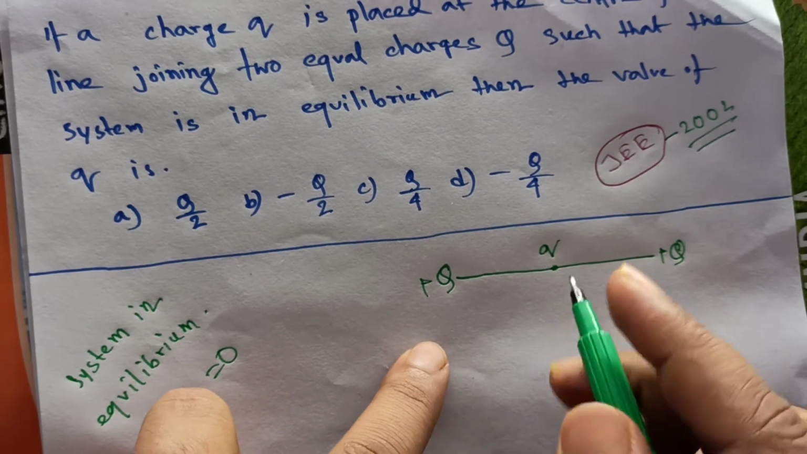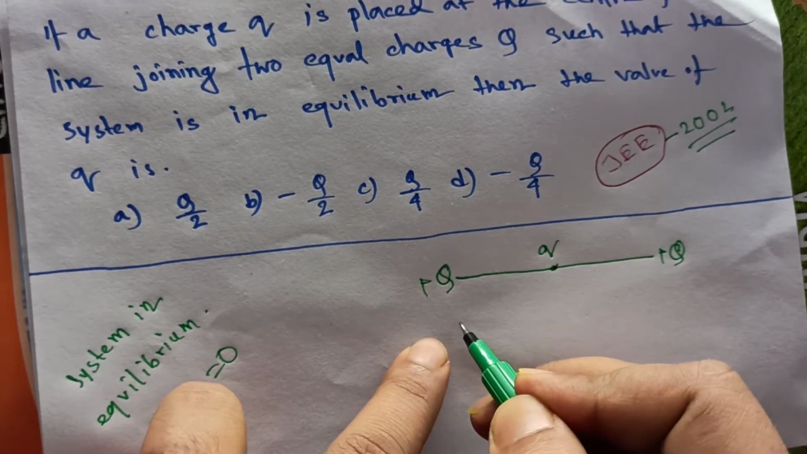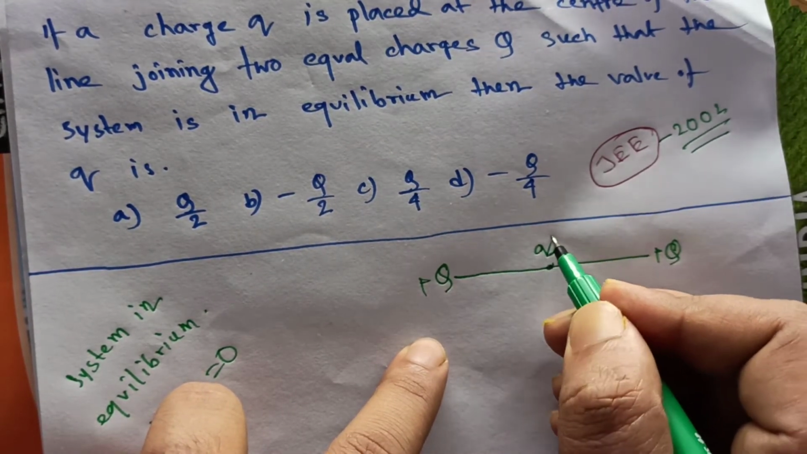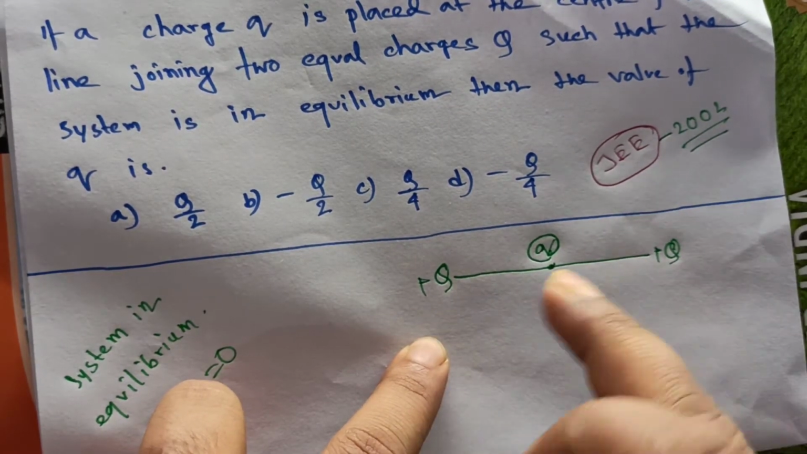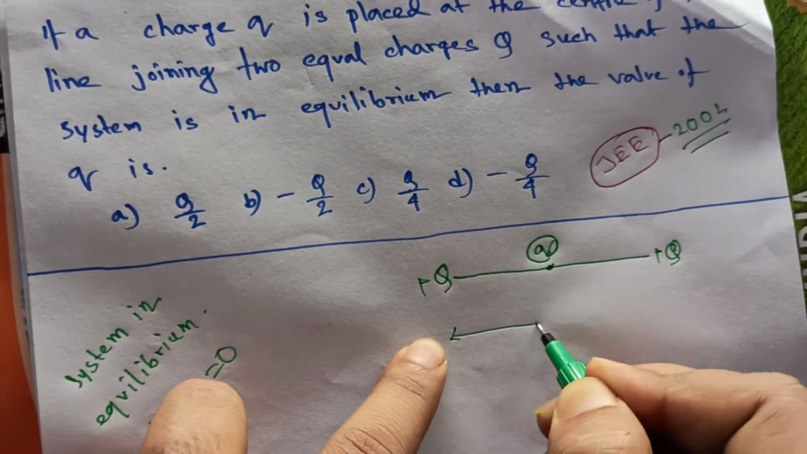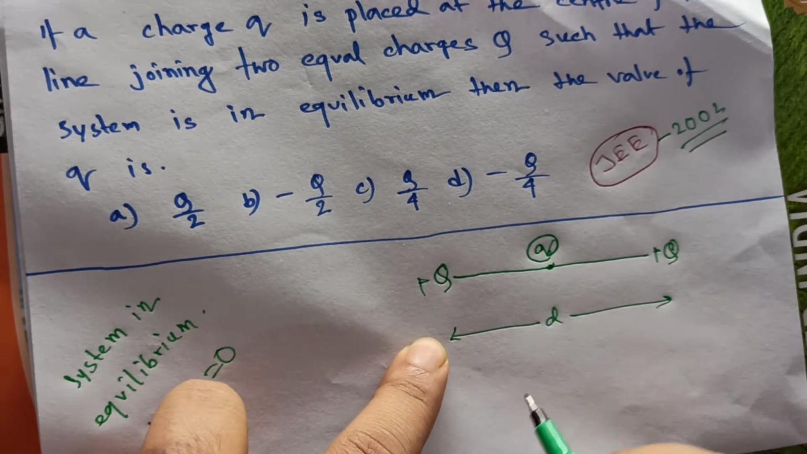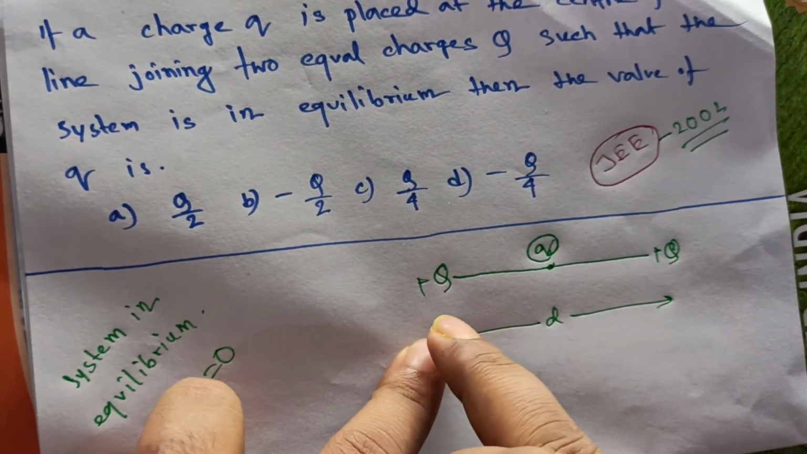Two charges are there, and in between these two charges there is a small q charge. What will be the value of small q so that the system is in equilibrium? Let us consider the distance between these two charges to be d. So how many forces are acting?